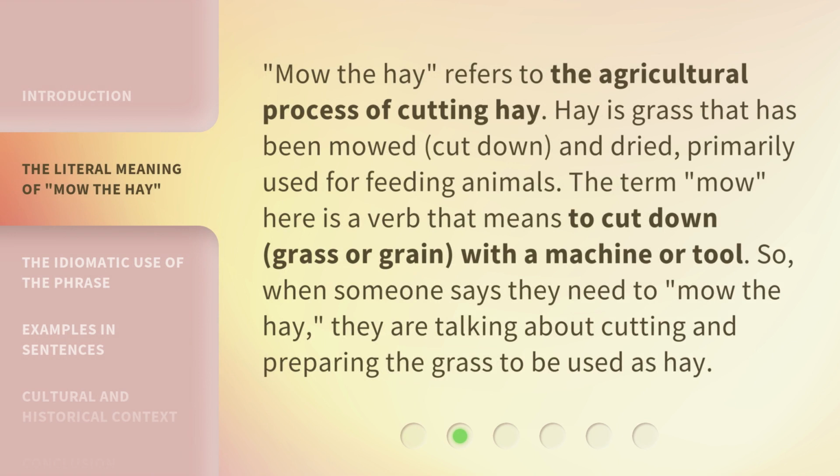Mow the hay refers to the agricultural process of cutting hay. Hay is grass that has been mowed, cut down, and dried, primarily used for feeding animals. The term mow here is a verb that means to cut down grass or grain with a machine or tool. So, when someone says they need to mow the hay, they are talking about cutting and preparing the grass to be used as hay.